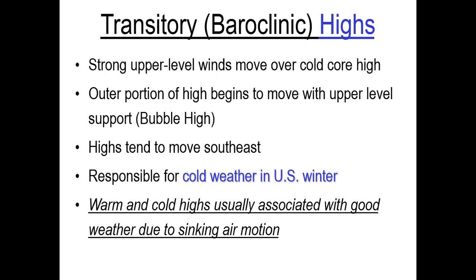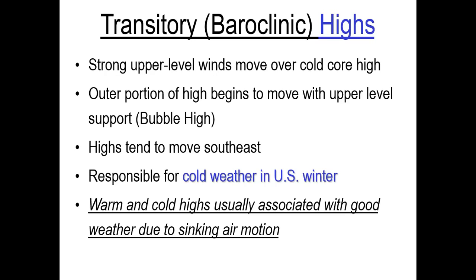Now let's talk about another type of high pressure system. This is known as the transitory, I call it transitory, or baroclinic highs. Now these are caused by strong upper level winds. The jet stream moves over the cold core high, it breaks off a piece of the coldest air, sends a chunk of cold air into the lower 48, and the outer portion of the high begins to move. The jet stream pushes this baroclinic or transitory high southeast, and they're responsible for the cold weather in the U.S. of wintertime.